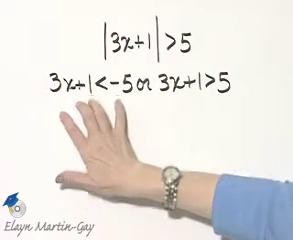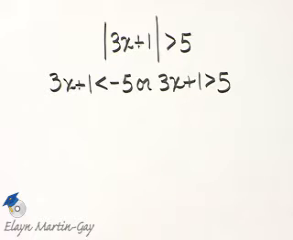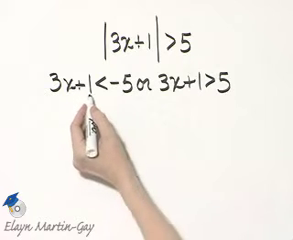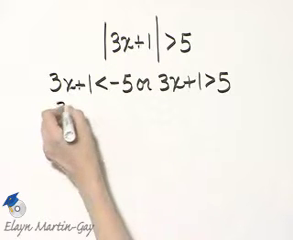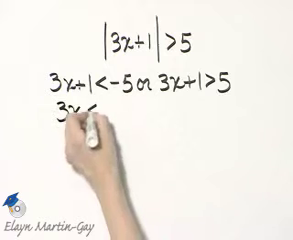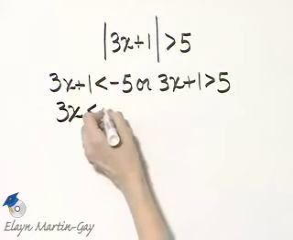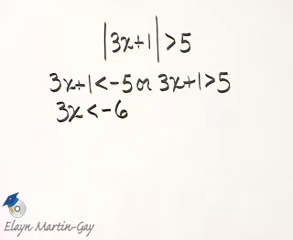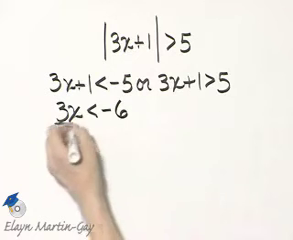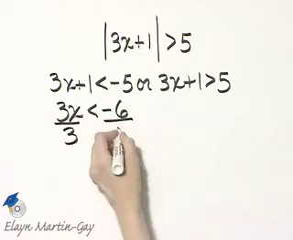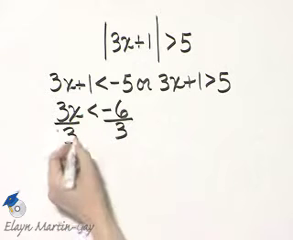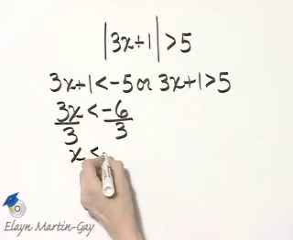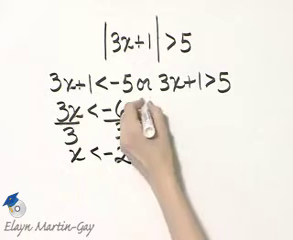Now you will then solve each of these inequalities. So let's solve them. Here I'll subtract 1 from both sides. If I subtract 1 from the left side, I'll have 3x. If I subtract 1 from the right side, I'll have negative 6. Then how do I finish solving? I'll divide both sides by the coefficient of x, which is 3. I'm dividing by a positive number so I don't change the direction of the inequality symbol, and I'll have x is less than negative 2.